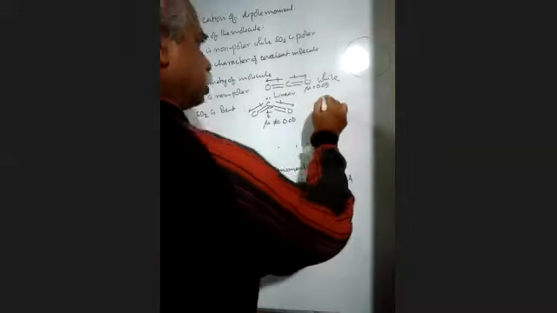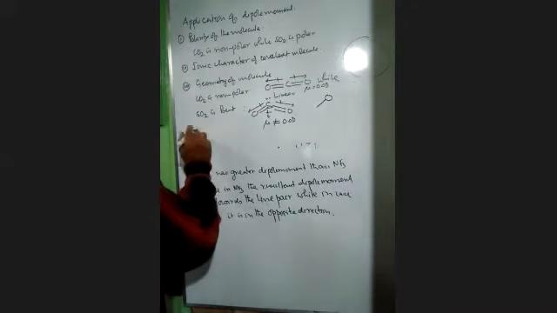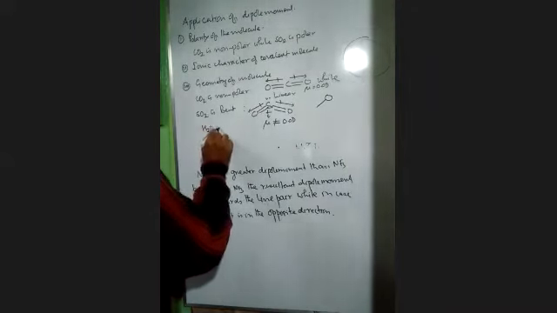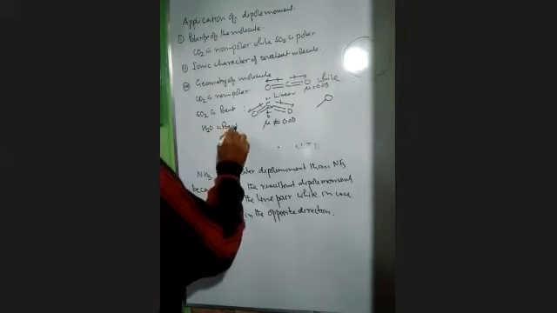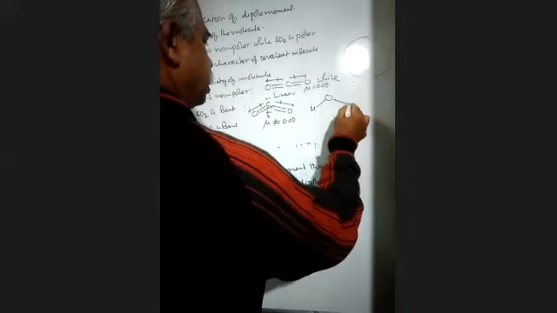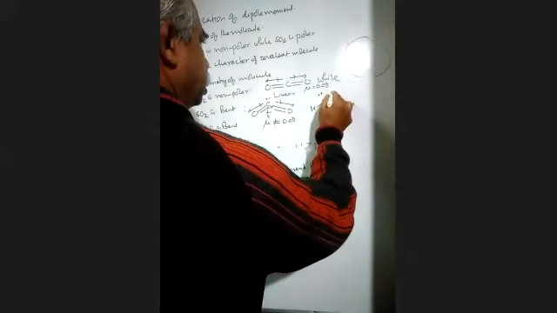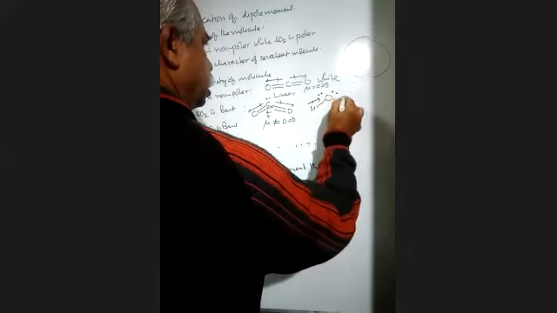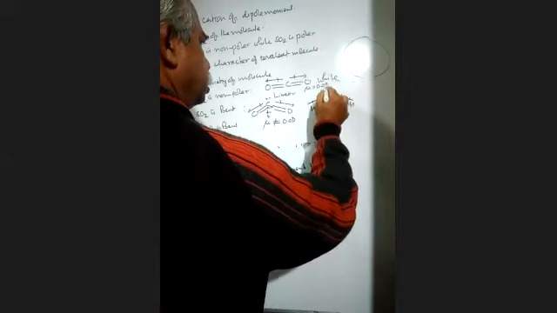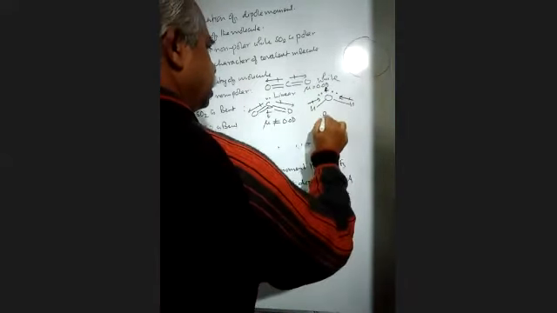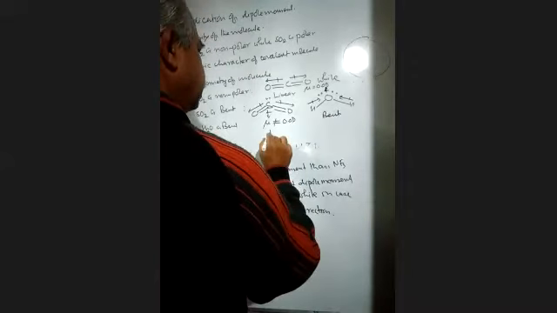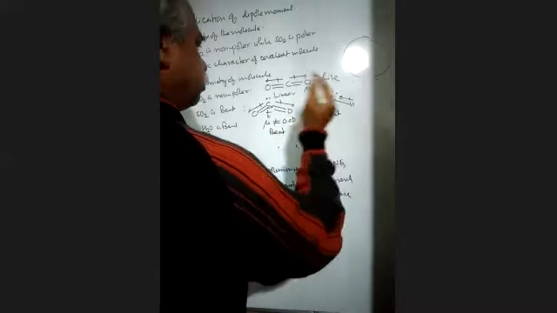Okay. Similarly, we know the geometry of water. Geometry of water is also bent. See here, H2O is bent. This is the resultant. See here, it's bent. This is bent. Bent or V-shaped.